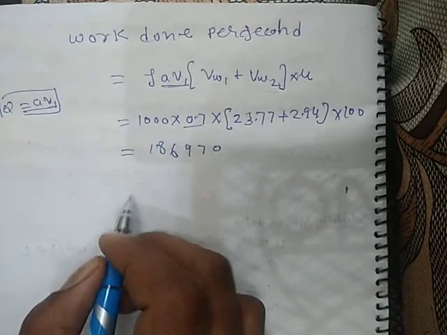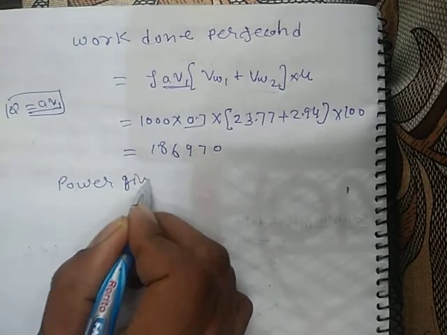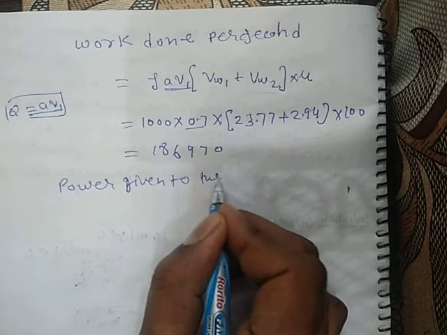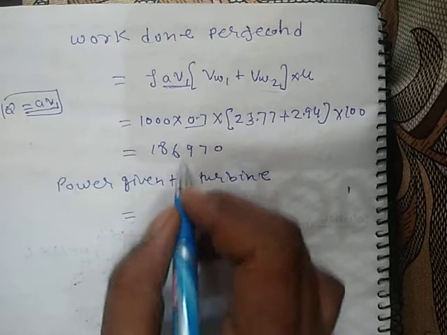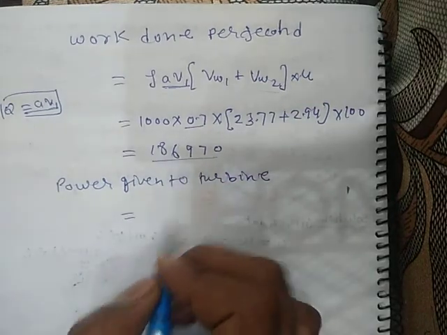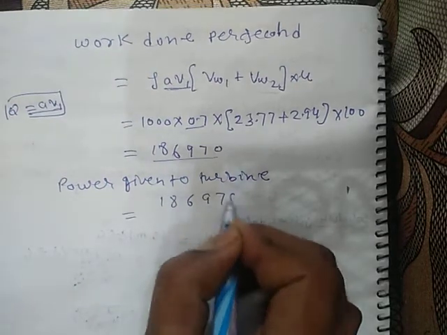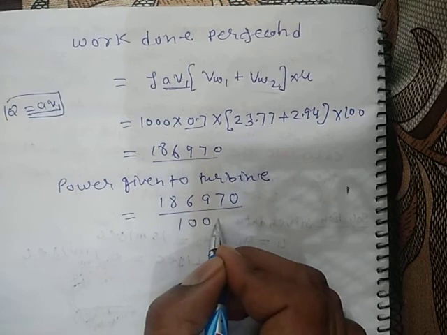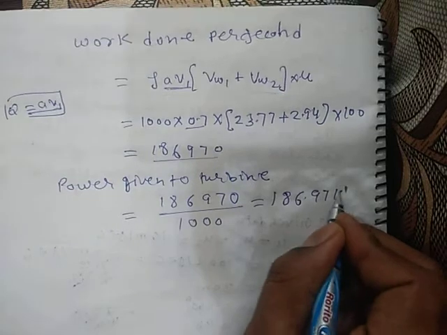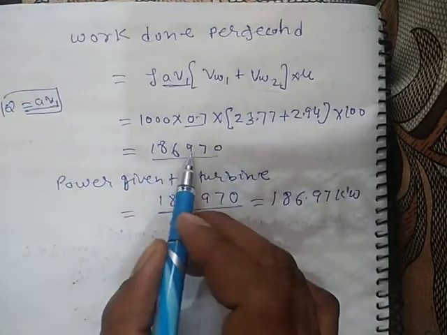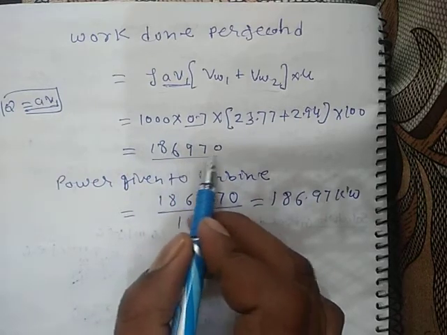Then power given to turbine. What is the power? Power given to turbine is equal to this work done upon 1000. We can convert into kilowatt, so 186,970 upon 1000 is 186.97 kilowatt. So this value may be approximately 187, no problem, you can take.